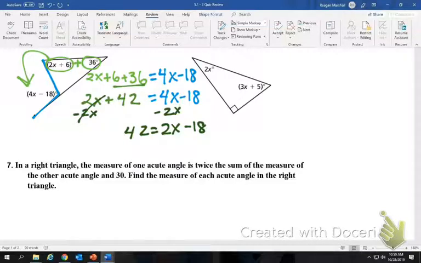What do I do next? Add that 18. What is 42 plus 18? 60. I ran out of room, but divide by 2. So what does x equal? 30.